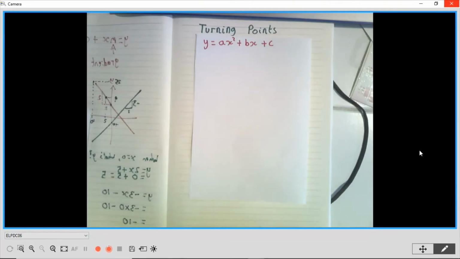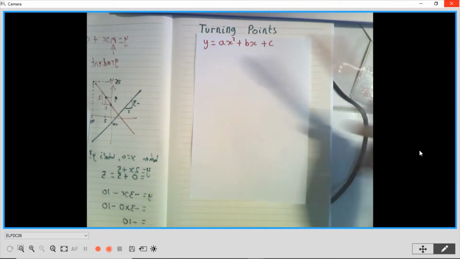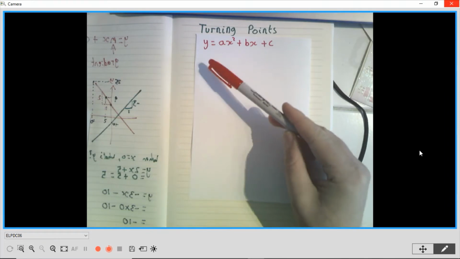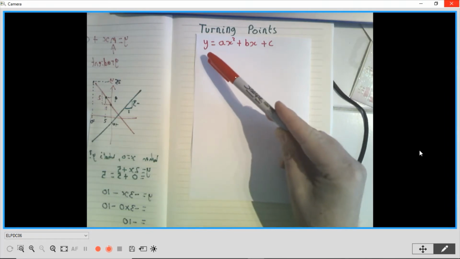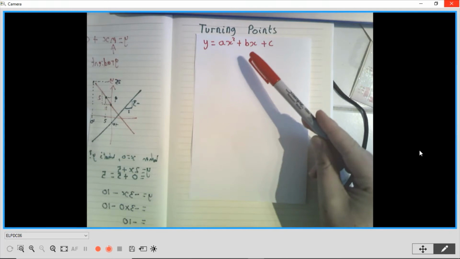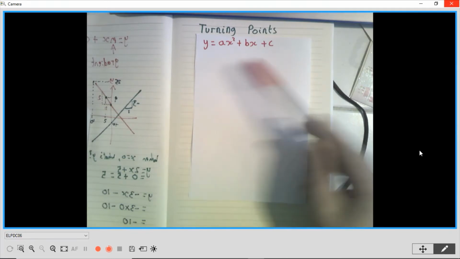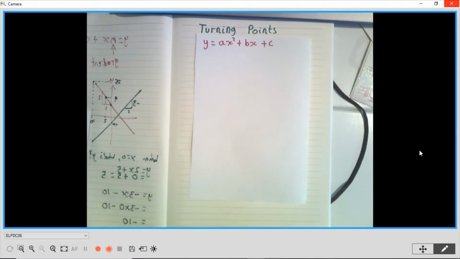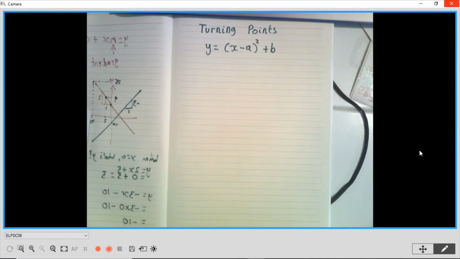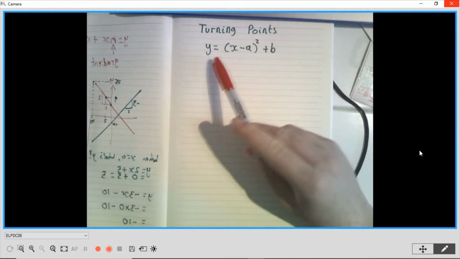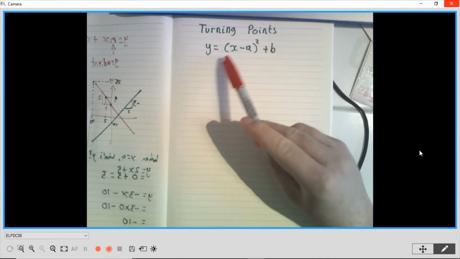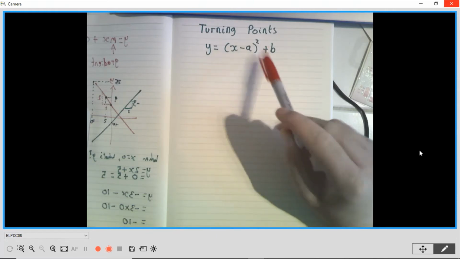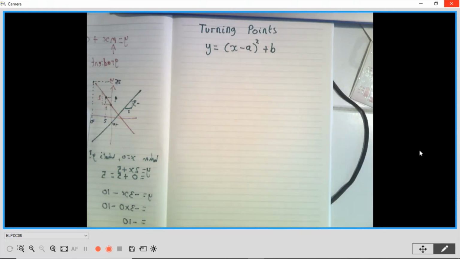Okay, so continuing our work on quadratics, we've previously looked at quadratics in the form y equals ax squared plus bx plus c. We had a look at that in previous videos, but I want to show you a different way that we can write the equation of a quadratic. And it looks like this. We could rewrite any quadratic in this form: y equals (x minus a) squared plus b. Okay? So we could write a quadratic in this form.